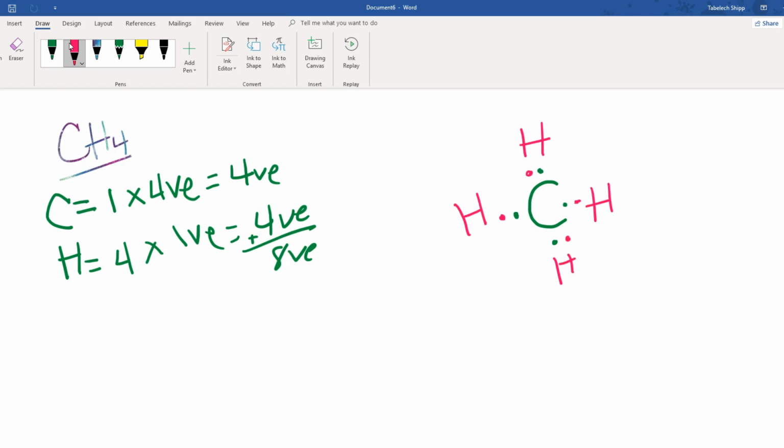So now carbon says, yay, I have 8 total valence electrons. That's what I needed in order to complete my energy level. So what we're going to do now is redraw this structure, and where there's a pair of electrons that are bonded to carbon, you're going to replace it with a dash. And this is your structure for carbon tetrahydride or methane gas. Okay? All right.